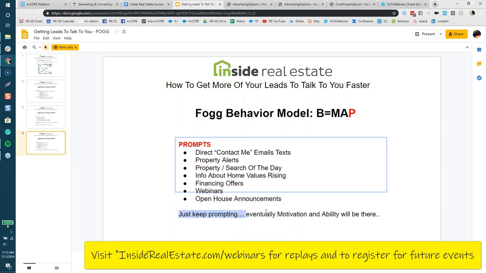So the last line I have there, Annalisa, I don't know if this is science or not. I kind of added that, but I don't know if Fogg would agree, but just keep prompting. Eventually motivation and ability will be there. And when the formula is in place, you'll get the B, you'll get the behavior.